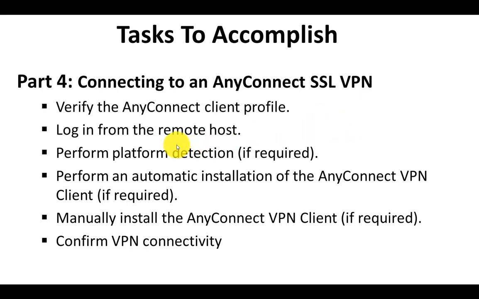So we will verify the AnyConnect client profile, log in from the remote host, perform platform detection if required, perform automatic installation of the AnyConnect VPN client if required, and manually install the AnyConnect VPN client if needed. And then we confirm the VPN connectivity. So these are the labs we'll be doing today. Now, without further ado, let's move to GNS3 so that we'll be able to do our labs.